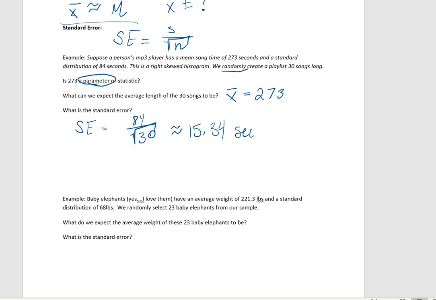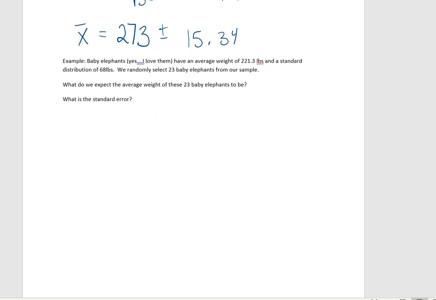So here's what that means. If we take 30 random songs from our playlist, we expect that if we add all of their playtimes together and divide by 30, that is, take the average, we expect the average playtime to be around 273 seconds, but we're probably going to be off by a little bit, right? So how much are we going to be off by? We're going to be off by probably 15.34 seconds. Let's do one more example.